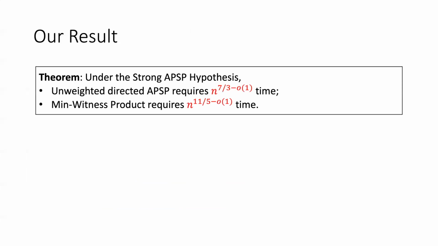And here are our results. We show that under the strong APSP hypothesis, unweighted directed APSP requires essentially n to the 7/3 time, and the minimum witness product requires essentially n to the 11/5 time. This theorem provides some reason why unweighted directed APSP seems harder than unweighted undirected APSP, and why minimum witness product seems harder than Boolean matrix multiplication.